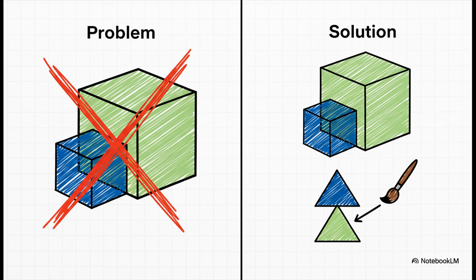Just like a real painter would paint the sky in the background before painting the trees in the foreground, we need to draw the things that are farthest away from us first. So in every single frame, before we draw anything, we use a simple sorting function to arrange all of our triangles, from back to front.